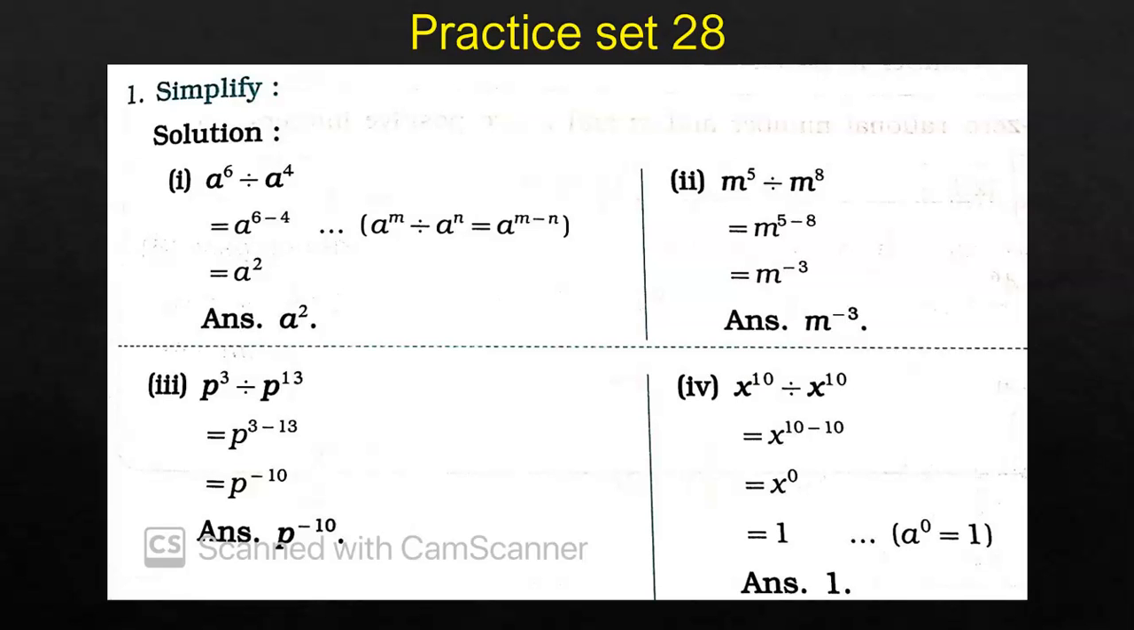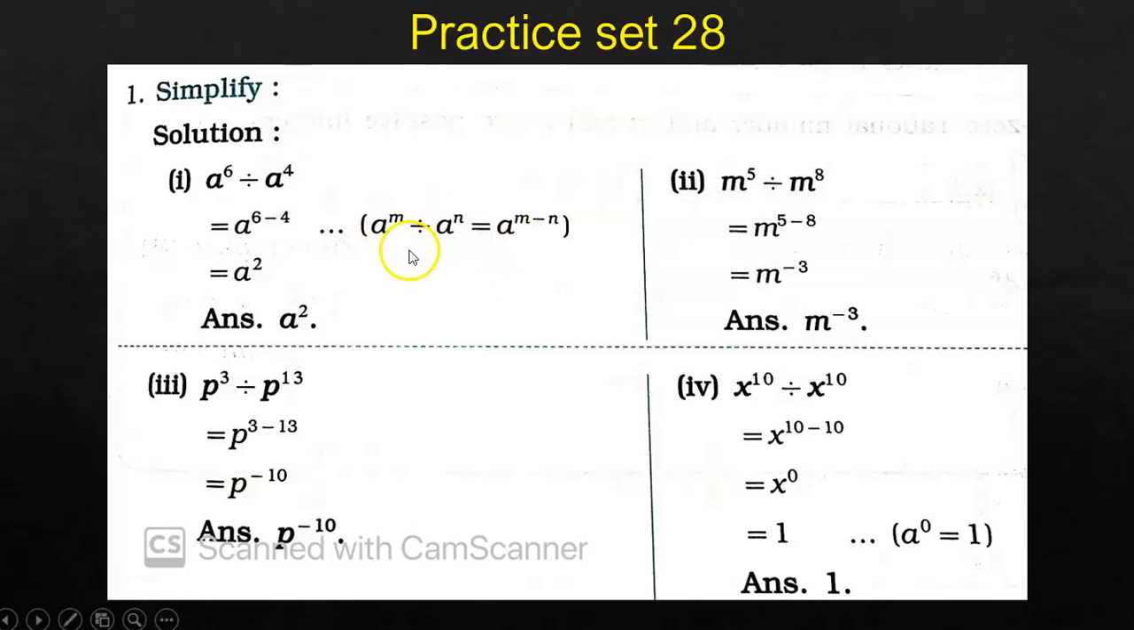Question number 1. Simplify. First one is a raised to 6 divided by a raised to 4. If you see over here, the base is the same and they are divided. So when we have the bases as same, the law which we use is where the powers are subtracted. So I have a raised to 6 minus 4.